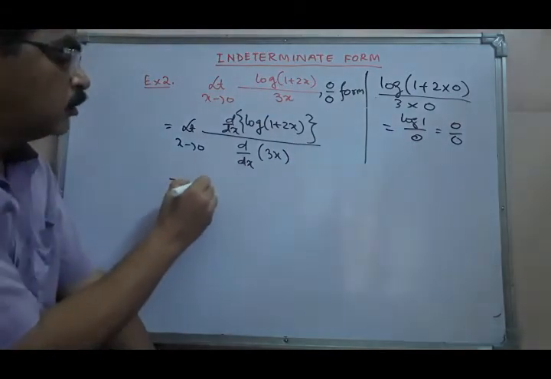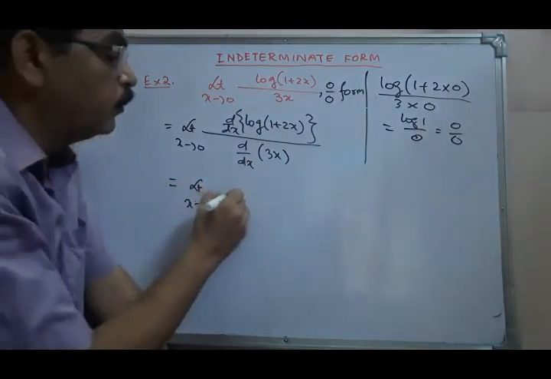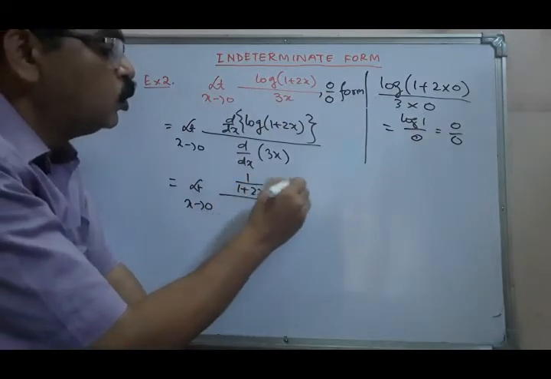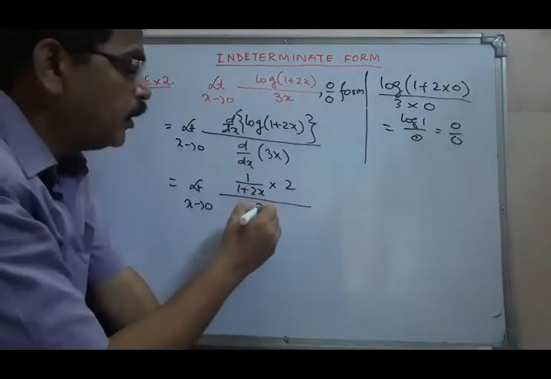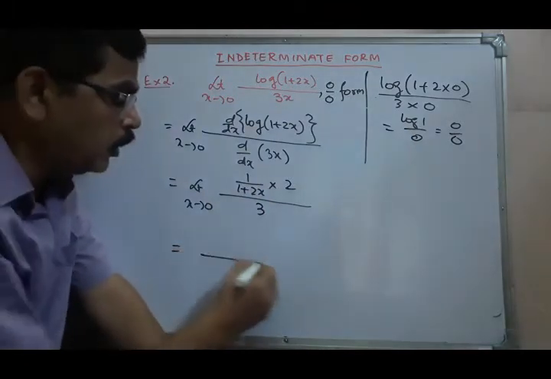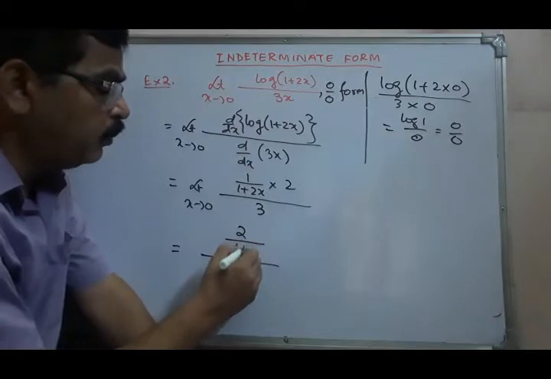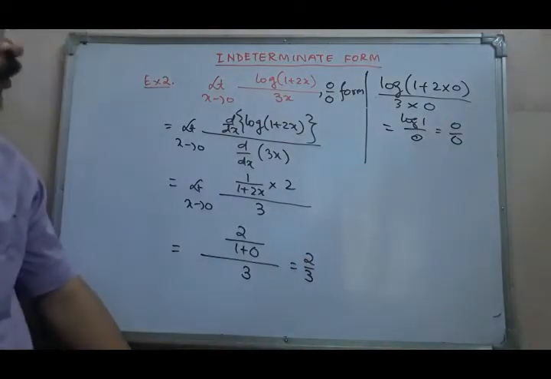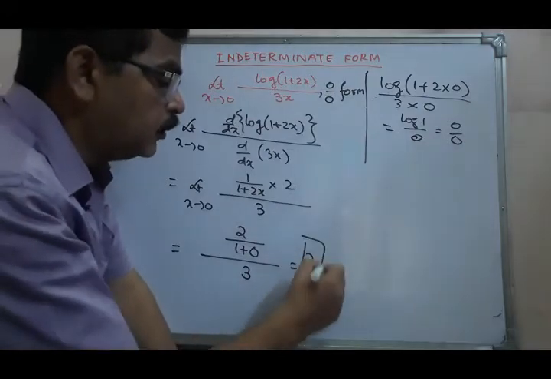So the limit as x tends to 0 is 1 by (1 plus 2x) into 2, applying the chain rule, divided by 3. Now replace the value of x. The numerator comes 2 by (1 plus 0) divided by 3. So that is 2 by 3. This is the answer of the given limit.